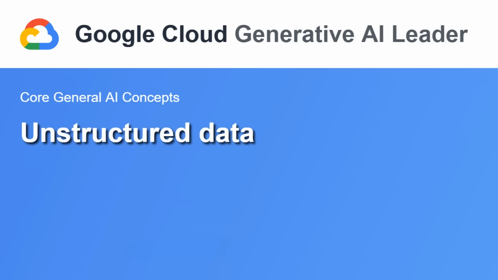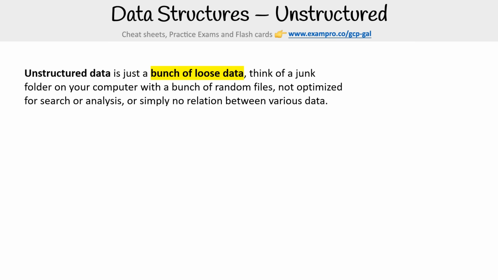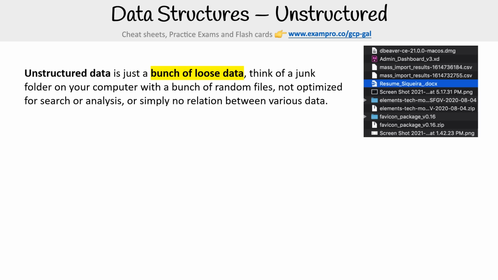So again, what is unstructured data? Well, it's just a bunch of loose data. Think of it as a junk folder on your computer with a bunch of random files, not optimized for search, analysis, or simply no relation between the various data. So again, there's a bunch of files in one of my folders there.